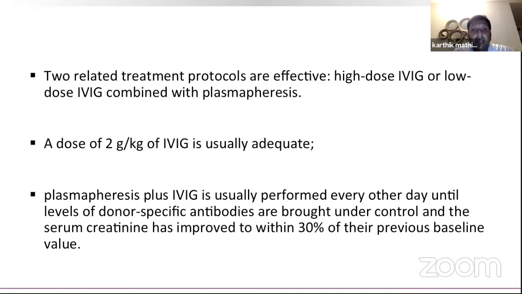And if somebody goes in for a steroid resistant rejection, that means despite trying 3 pulse doses, then you term it as steroid resistant rejection. Then you go for other methods like plasmapheresis or ATG or IVIG.